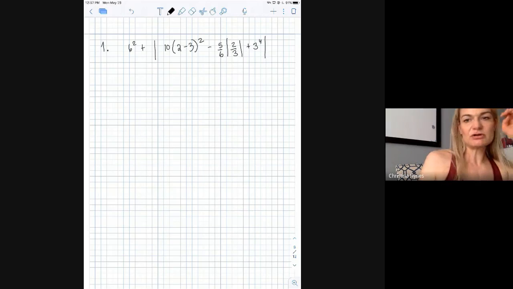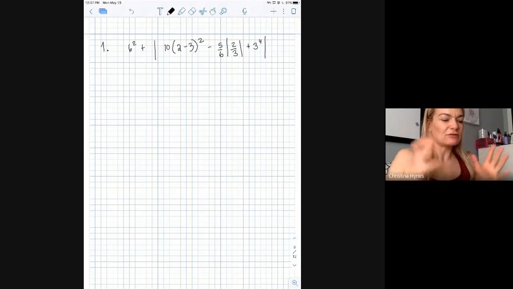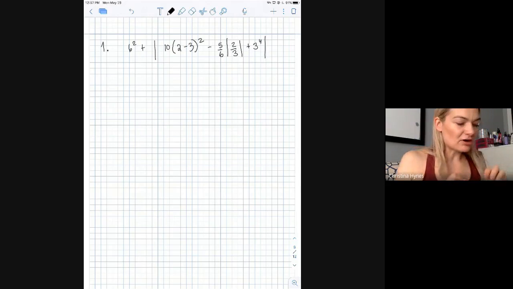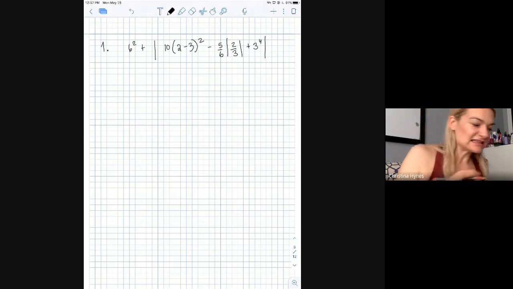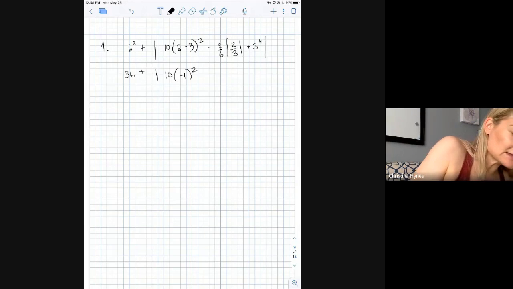Okay, so this is question 1, the one with a fraction. So you want to work on the inside and work your way out. I'll try to work on it in pieces and then see what happens. So 6 squared is the same as 36, right? So I'm doing that first. And then BEDMAS means I have to do brackets here. So we're going to go 2 minus 3, which is -1. We're going to have to square that.